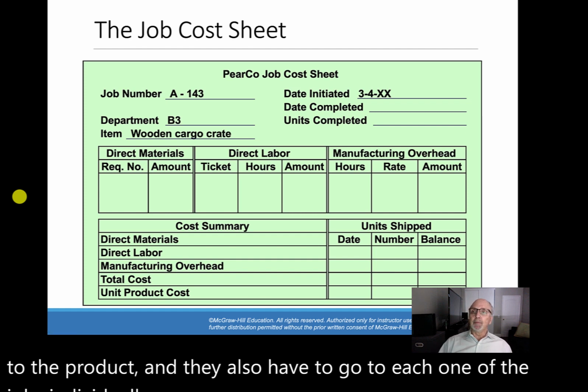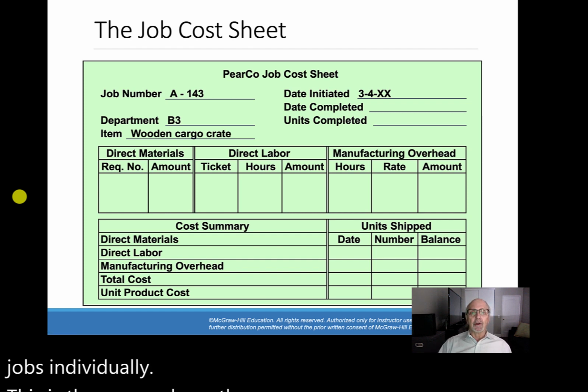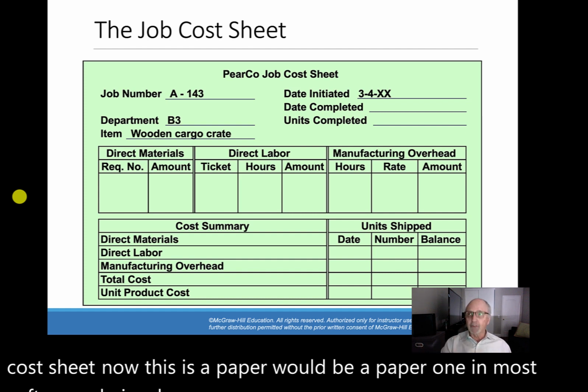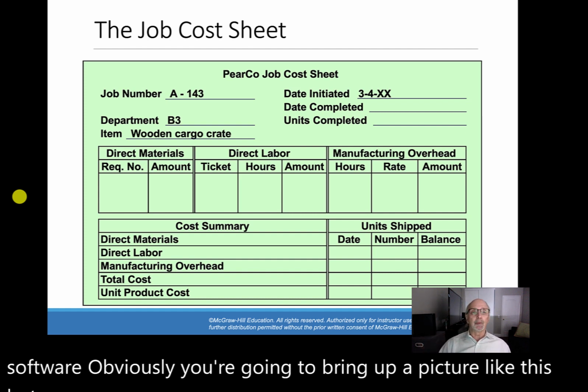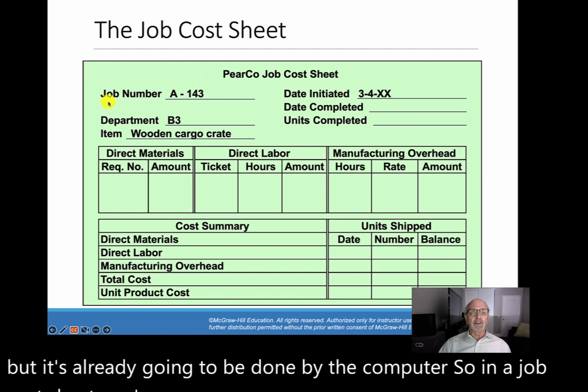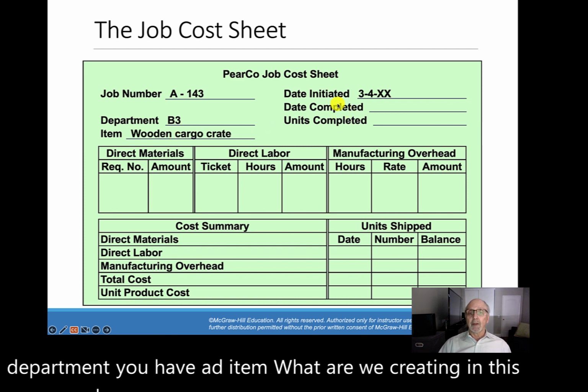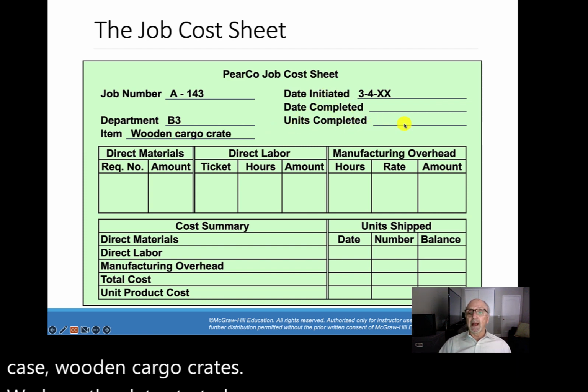This is the way we keep the cost records. We do a job cost sheet. Now, this would be a paper one. In most software, obviously, you're going to bring up a picture like this, but it's already going to be done by the computer. So in a job cost sheet, you've got a unique job number. You have a department. You have the item. What are we creating? In this case, wooden cargo crates. We have the date started, date completed, and how many units were completed as well.